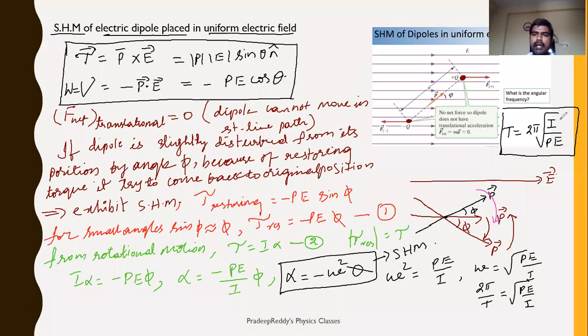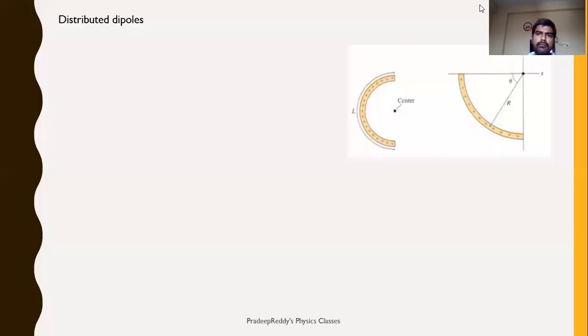And remember that I is the moment of inertia, p is the dipole moment, and E is the magnitude of the uniform electric field. 2π is however a constant. So this is the equation for the time period of the dipole placed in a uniform electric field exhibiting simple harmonic motion. Very, very important equation. You need to remember this in order to solve problems.